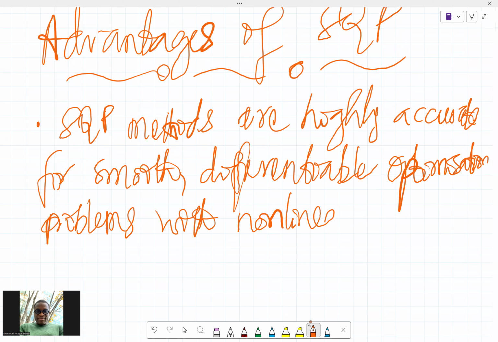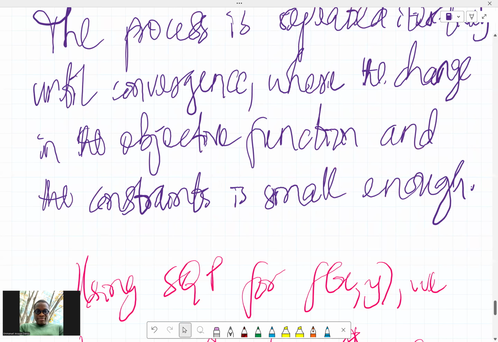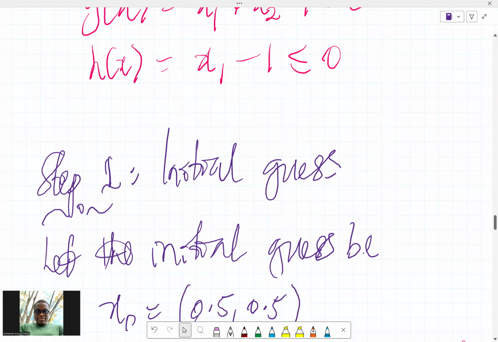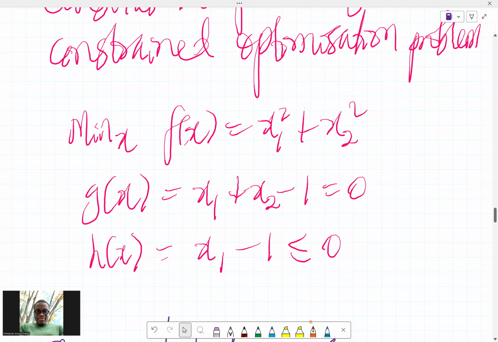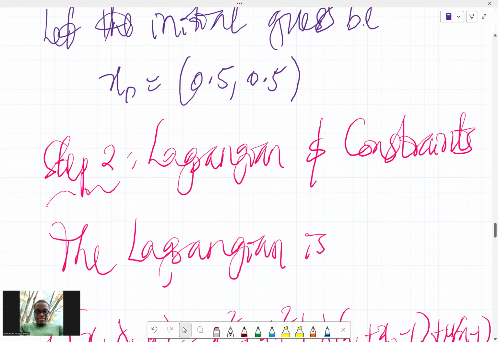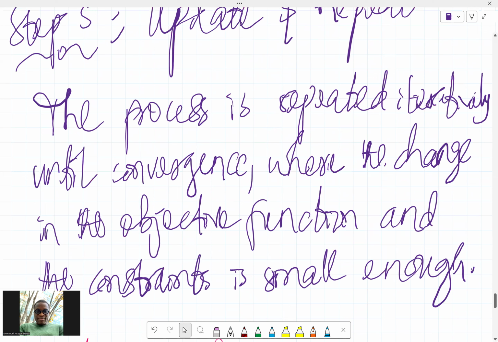In fact, the constraints we have in this case, I think it's even linear. But it's basically better for nonlinear constraints. If you look at the constraints we have here, they are both linear. Looking at the problem, this is linear, this is linear. But just to demonstrate how this works.